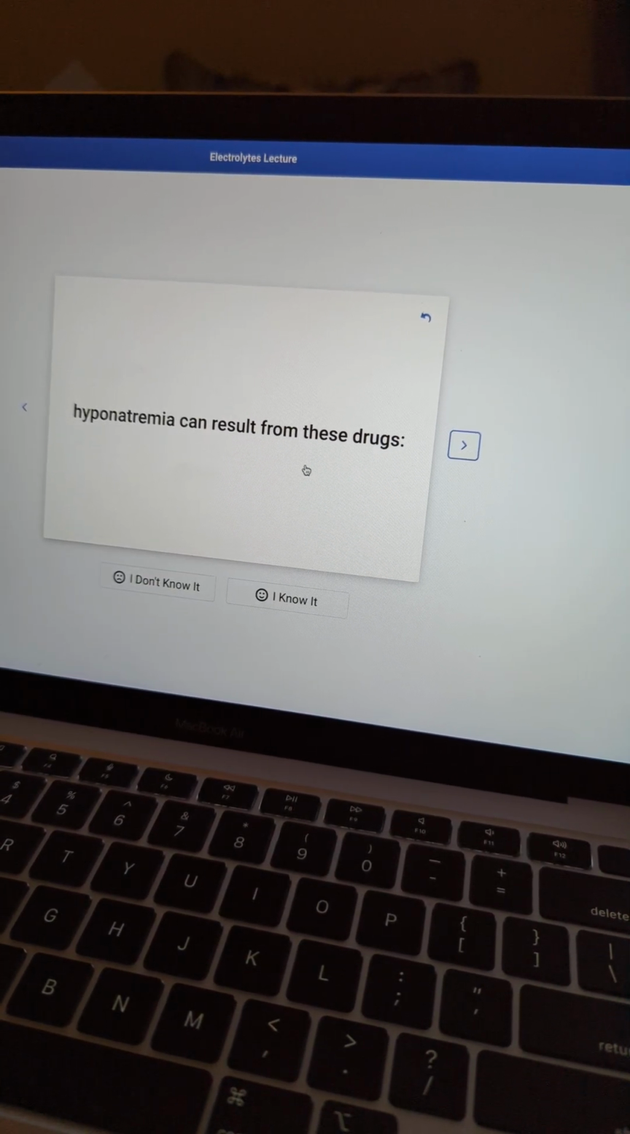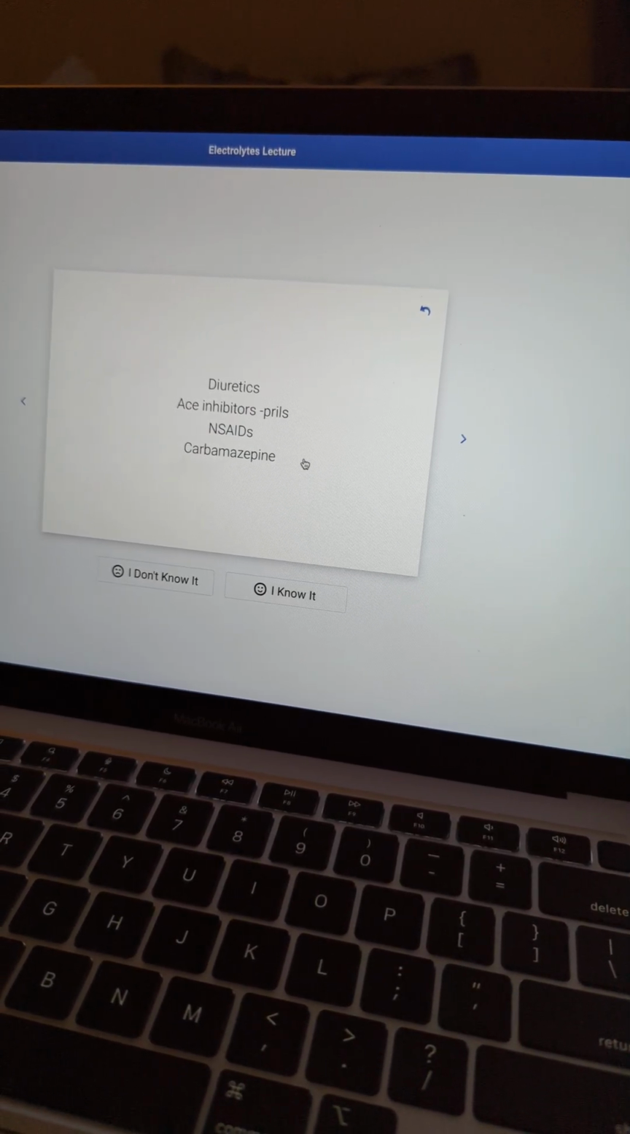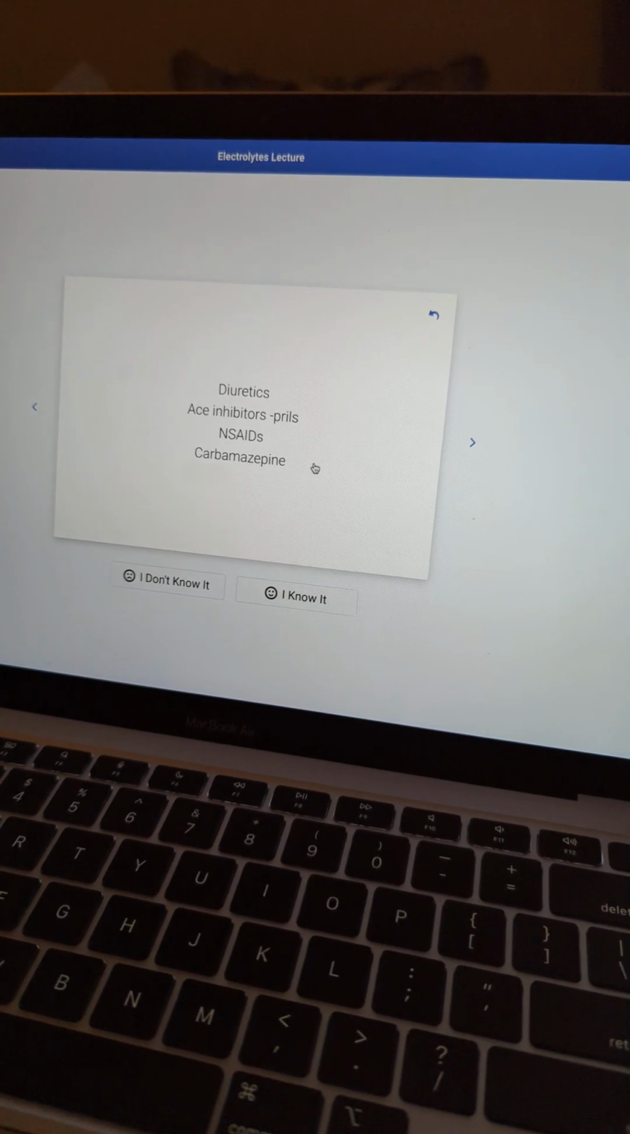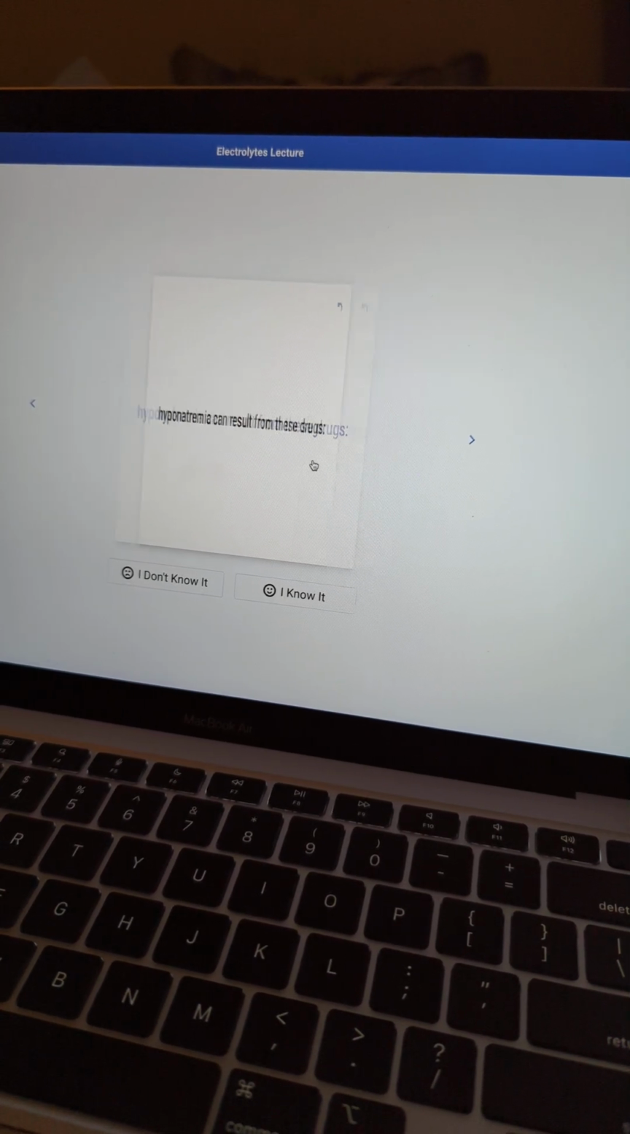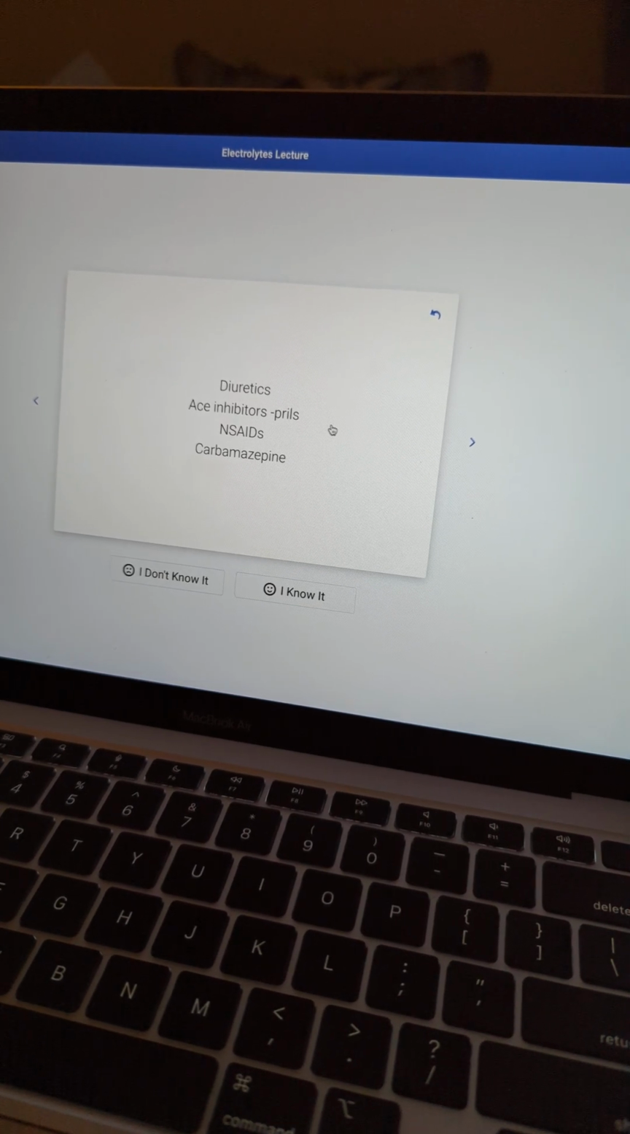Hyponatremia can result from these drugs. I feel like we've gone over this so much, but NSAIDs is not something I knew could cause low salt level in the blood, and the prills. I didn't know that.